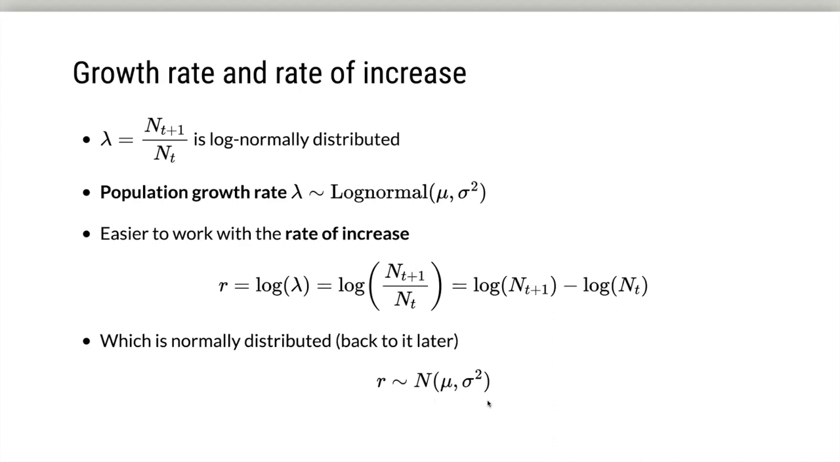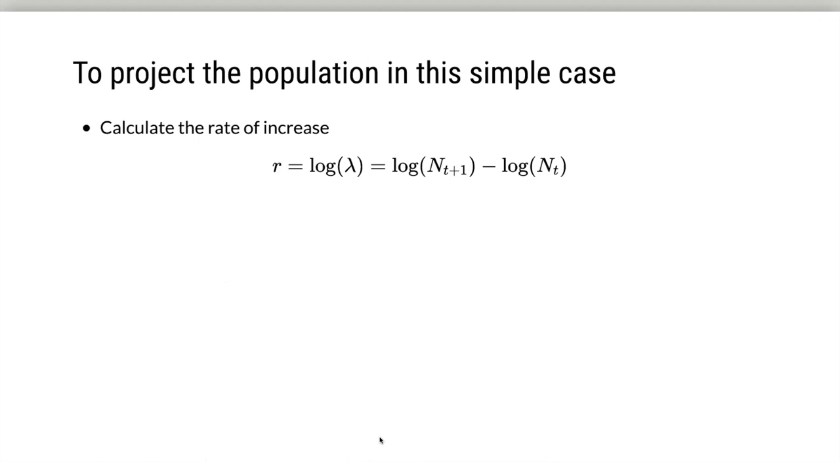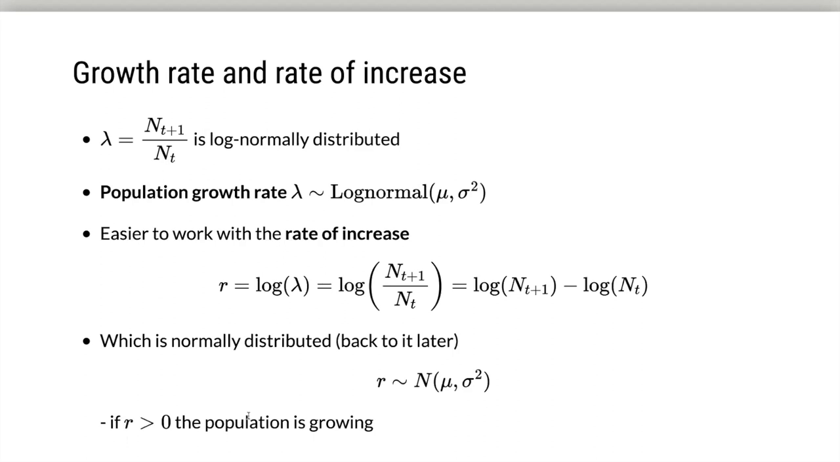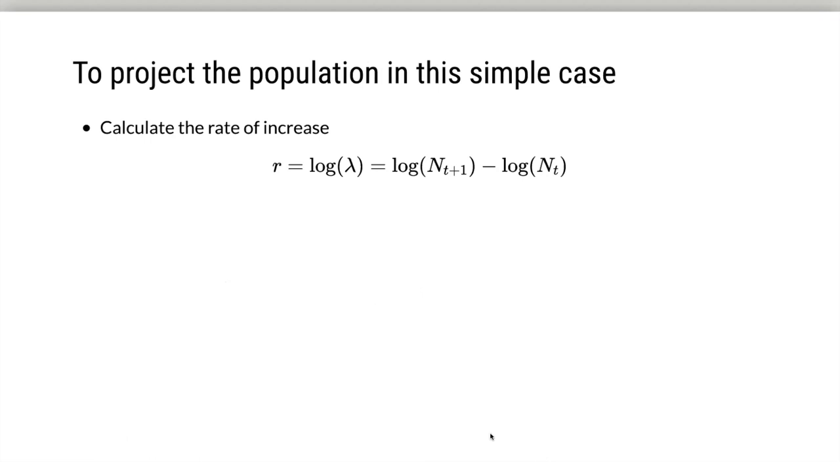So because we're now on a normal scale, if r is positive, it means the population is growing, which is the equivalent of lambda being bigger than one. So if we calculate this quantity in our census data by dividing the ratio of population size at t plus 1 by population size at time t, we can calculate the value of r and use this rate of increase to project the population from 1 year to the next.